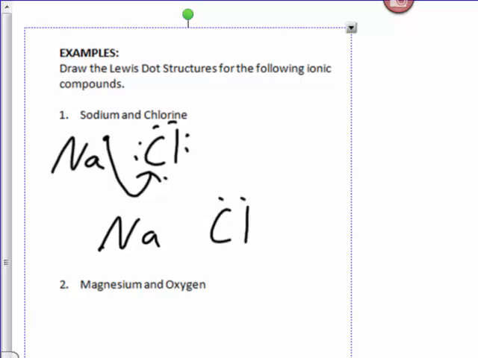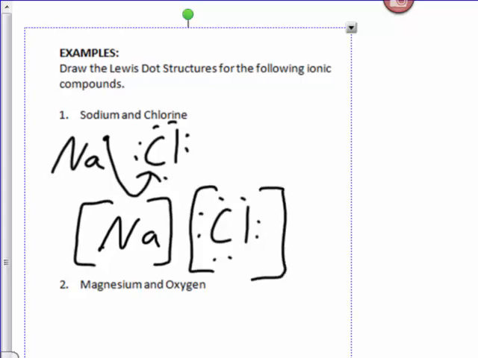But now you got to go back in and add brackets indicating a charge or a change of electrons have occurred. Sodium is group 1, so it's +1. Chlorine is group 17, so it's -1. So let's go back and do this.